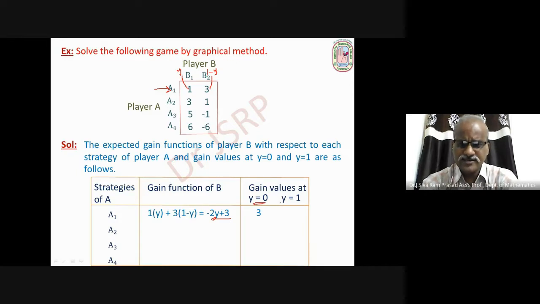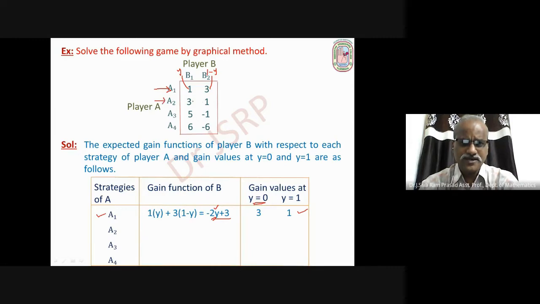Next, the gain value at y equal to 1. Substitute y equal to 1 here: minus 2 into 1, minus 2 plus 3, which is 1. So these are the gain values corresponding to the first strategy of player A. Next, corresponding to the second strategy of player A.